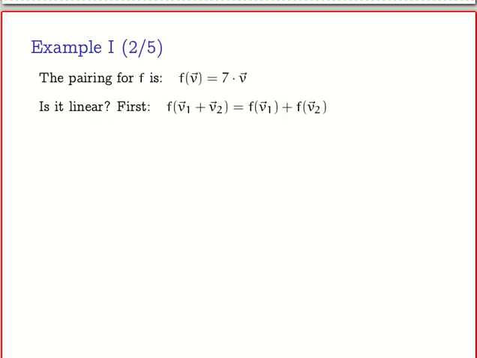Okay, let's consider now whether this map is linear. We have two properties. The first one is shown here. Let's consider the left-hand side.